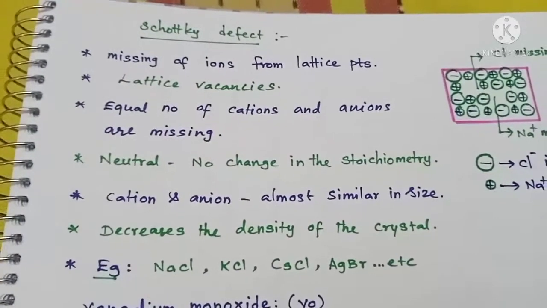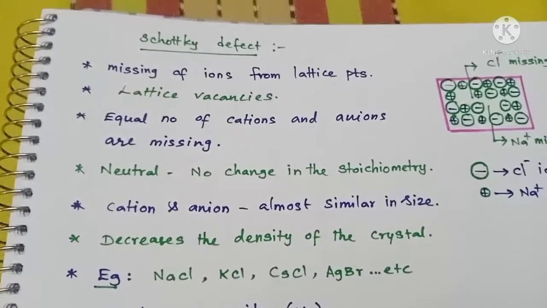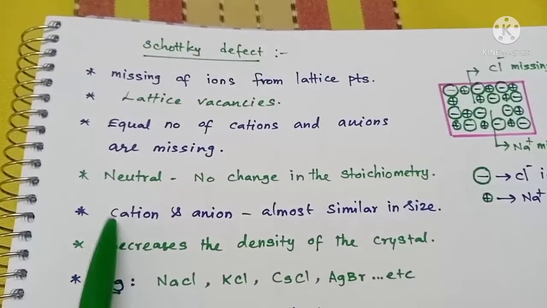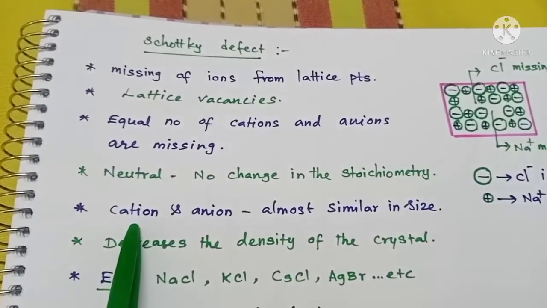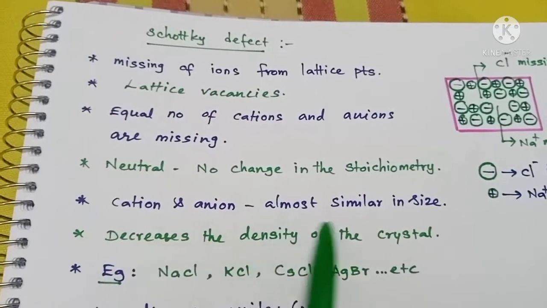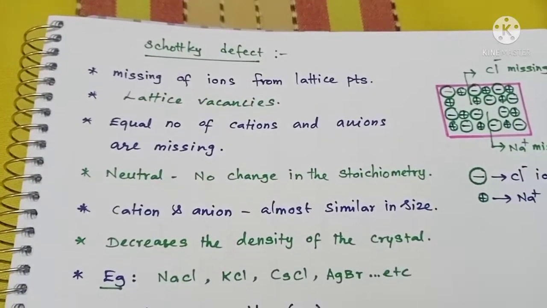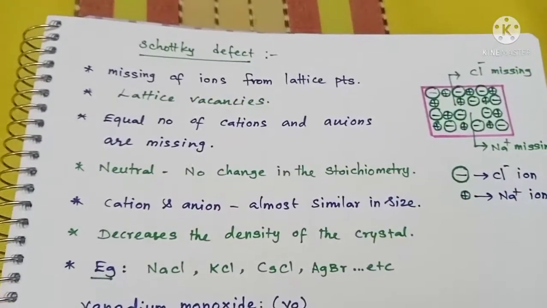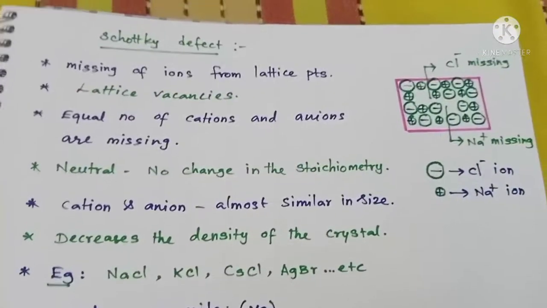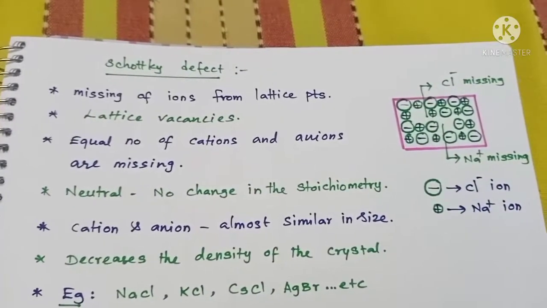Right. Then in what type of crystal do we normally have this Schottky defect? This Schottky defect is observed in ionic crystals where the cation and anion are almost similar in size. If the cation and anion do not vary much in size, only in such ionic crystals do we have this Schottky defect. Okay, right.